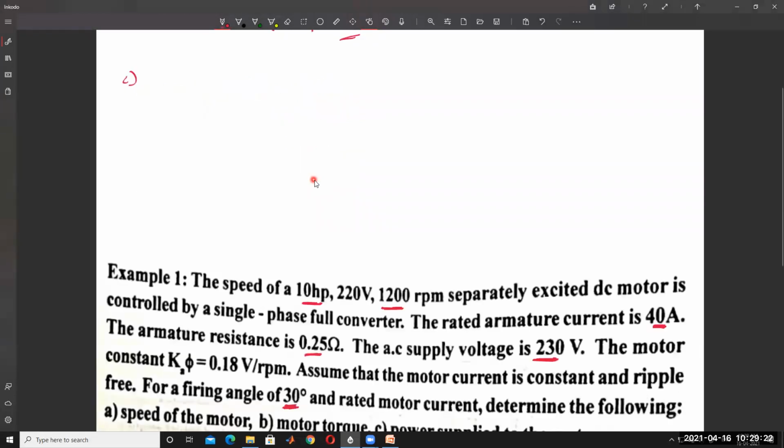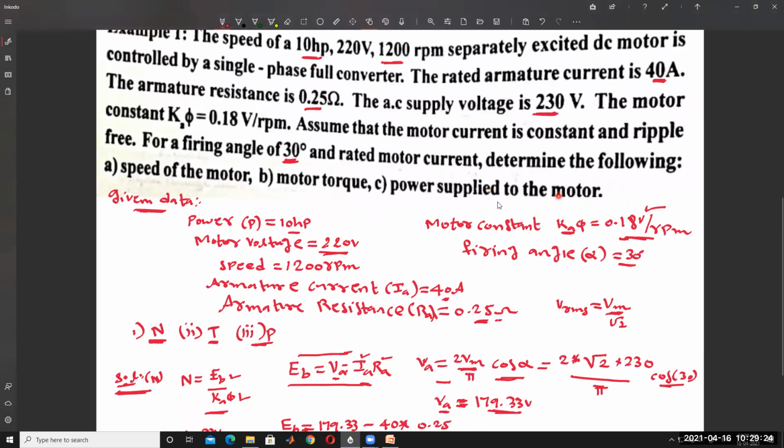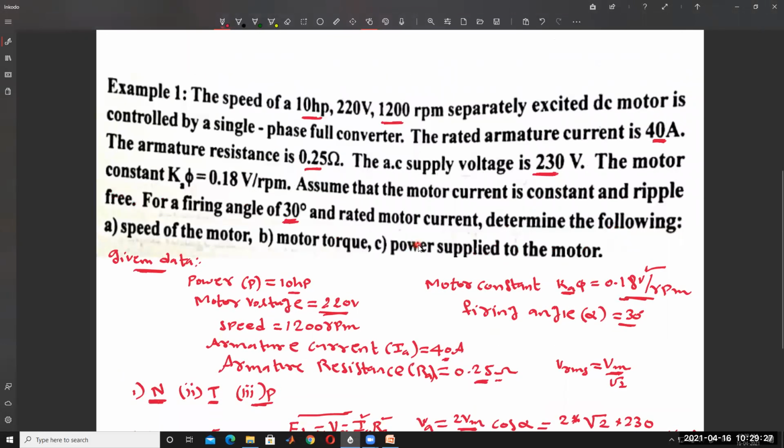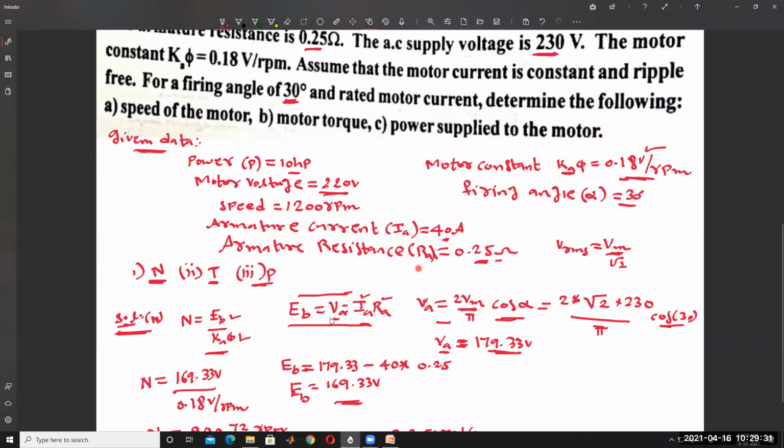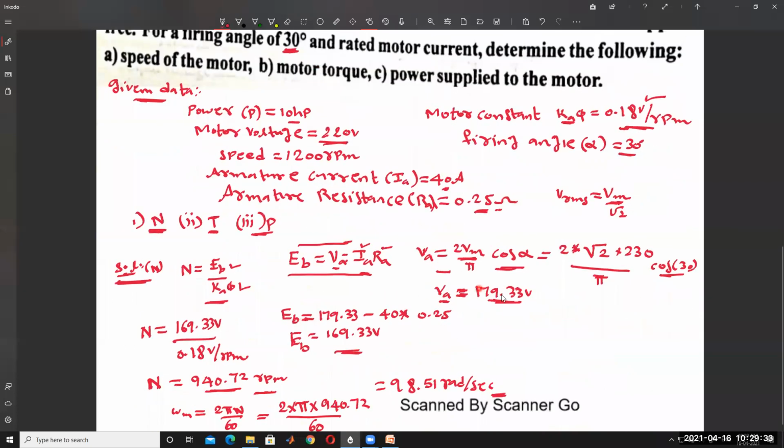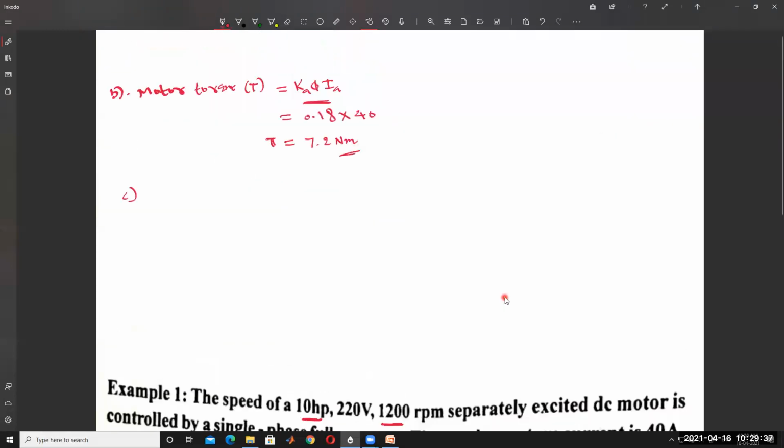And then power supplied to the motor. So what is the third question? Power supplied to the motor. So power is equal to VA into IA. So what is the VA here? 179.33 volts. Power is equal to VA into IA.